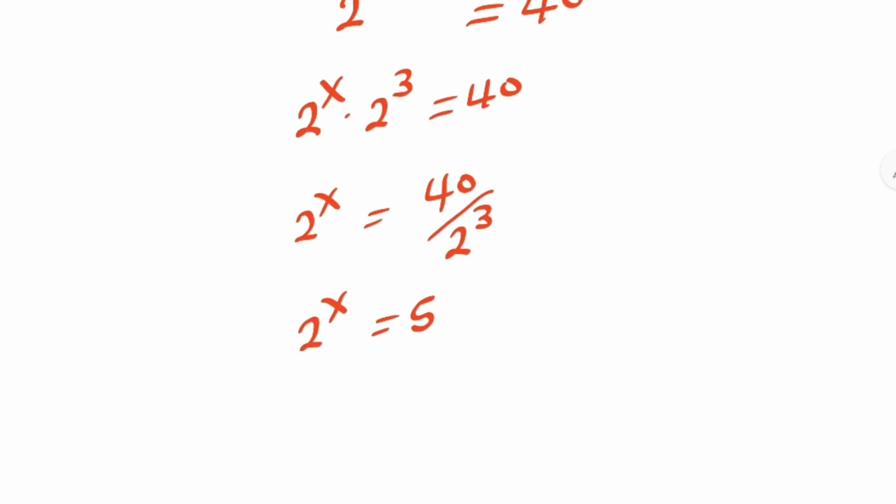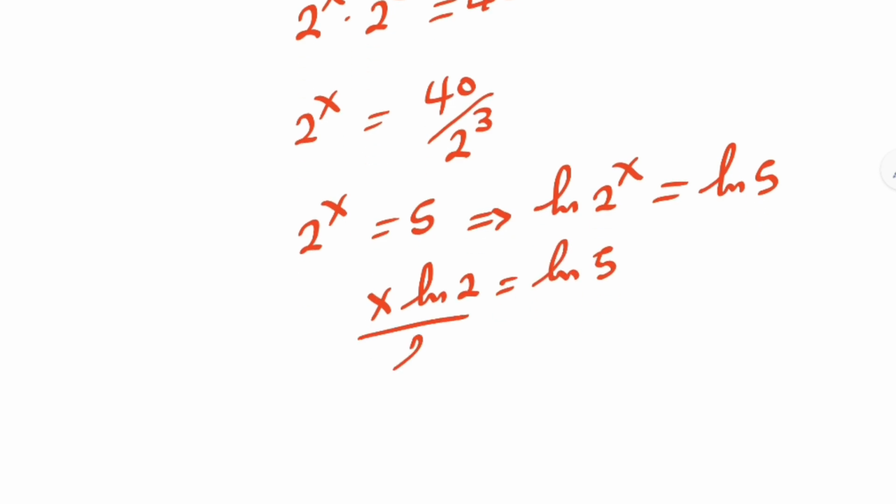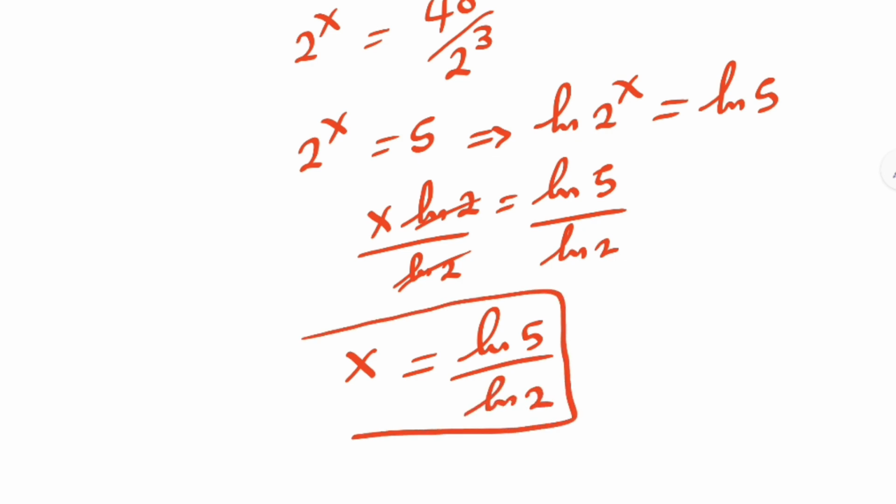Let us take the natural log of both sides of this equation. This is ln of 2 raised to power x is equal to ln of 5. Then x ln of 2 is equal to ln of 5. Now let's divide both sides by ln of 2. This ln of 2 cancels this ln of 2. x is equal to ln of 5 over ln of 2. This is the final answer in natural logarithm form.